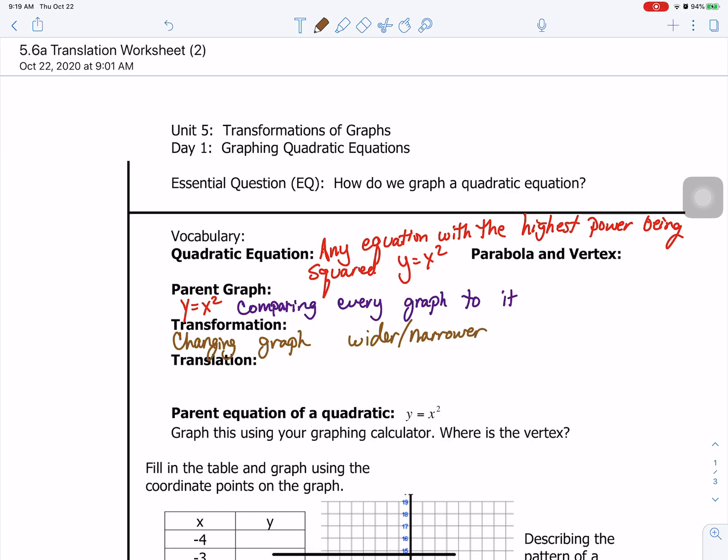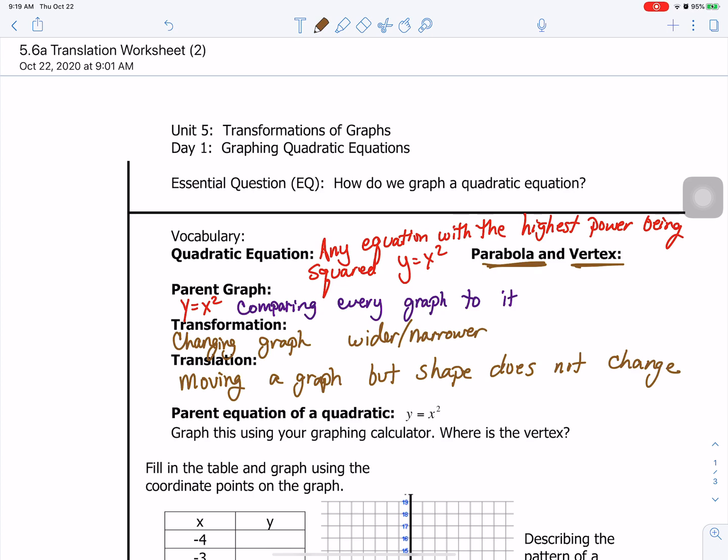Translation is just physically moving a graph from one place to another, but the shape doesn't change. It's like if I took a pencil, it's still a pencil, and I'm just going to move it over a foot. I just translated that pencil. And then parabola and vertex, we should have some of those in the graph already. Parabola is the shape of our quadratic graph. It's that U or the upside down U. And I believe we did vertex, where it changes from going up to going down or going down to going up.